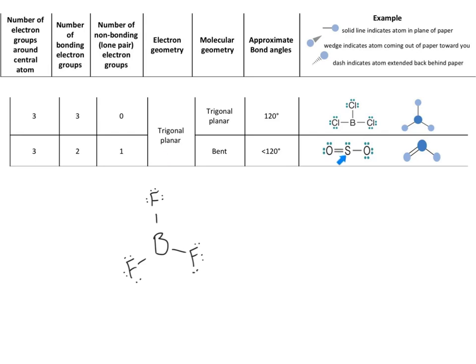However, only 2 of those are bonding electrons. One of those is the domain of a non-bonding lone pair. And so the actual molecular geometry, when we consider just the atoms, is what we call bent. And the bond angles will be somewhere less than 120 degrees.